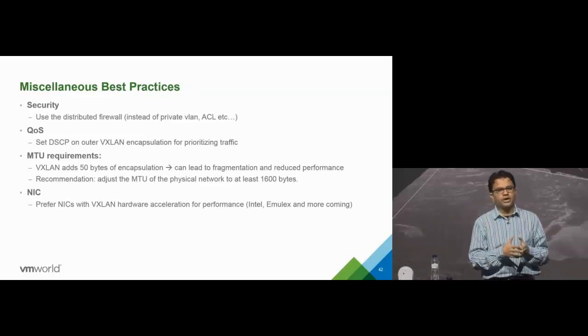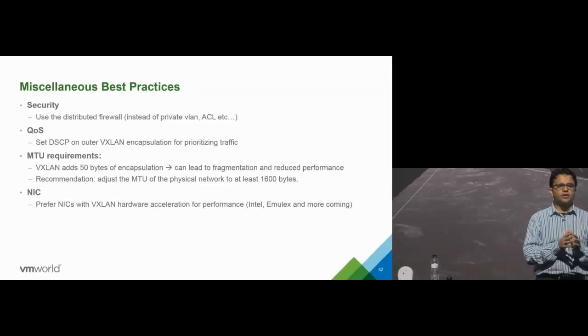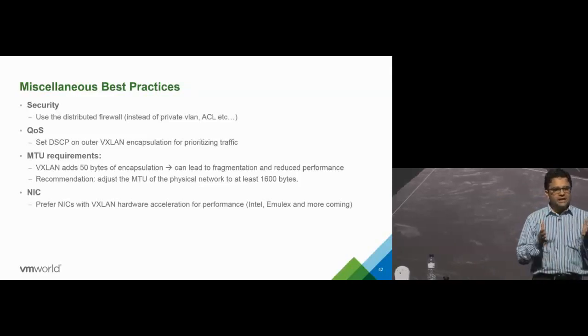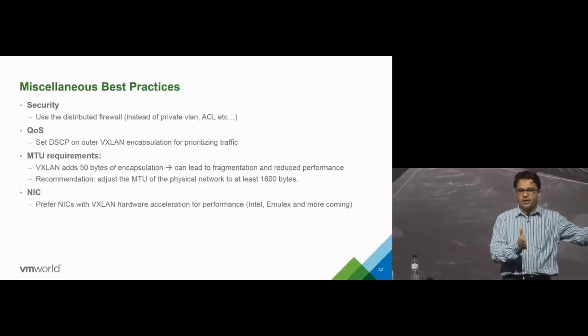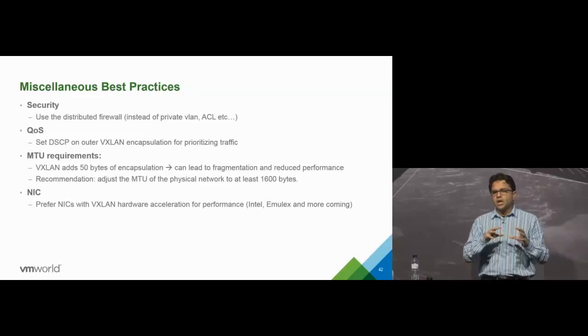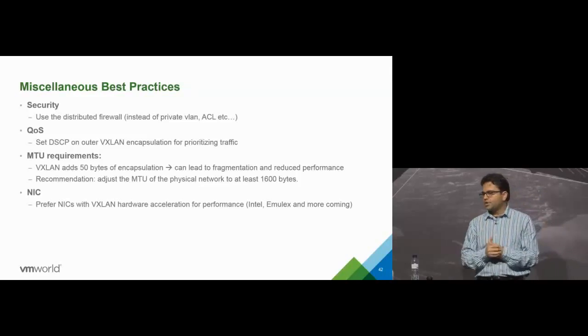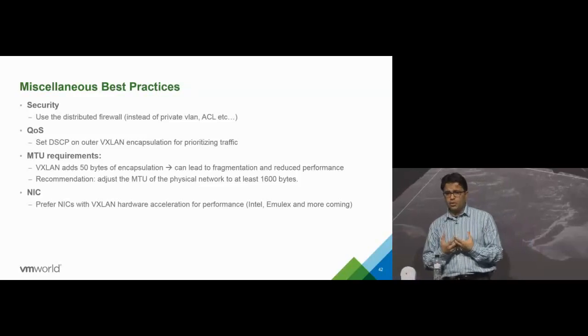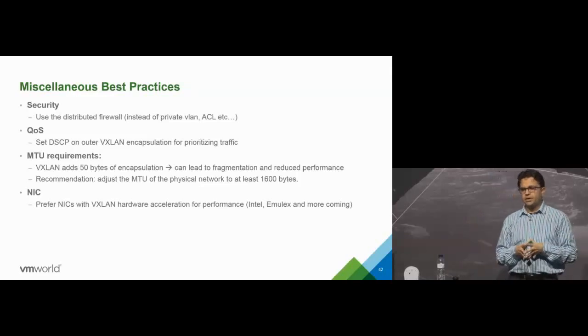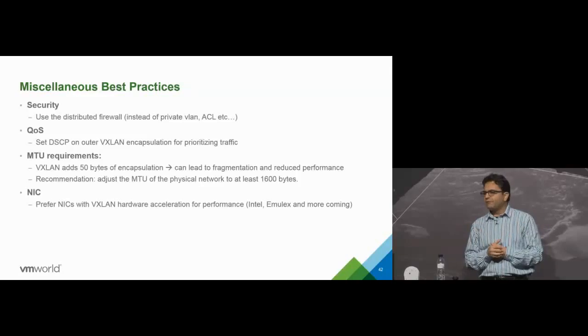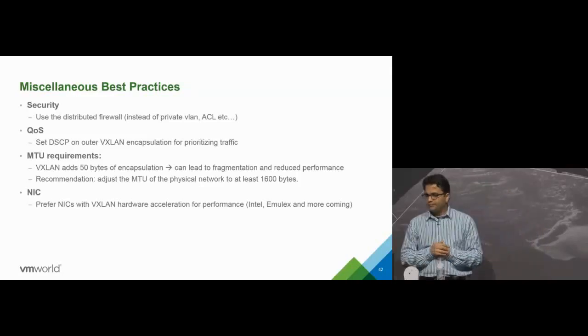Quality of service, really important. If your guest virtual machine needs quality of service, we recommend you to mark them with the DSCP value. That DSCP value is copied to the outer VXLAN header, and then once that packet goes to the physical network, you should have your physical network configured for the right priority, and then it will get the right priority based on what you configured. MTU requirement. MTU is basically not a requirement, it is a must that you should have at least 1600 bytes configured on your physical network. And this is because VXLAN is adding 50 bytes of encapsulation there.